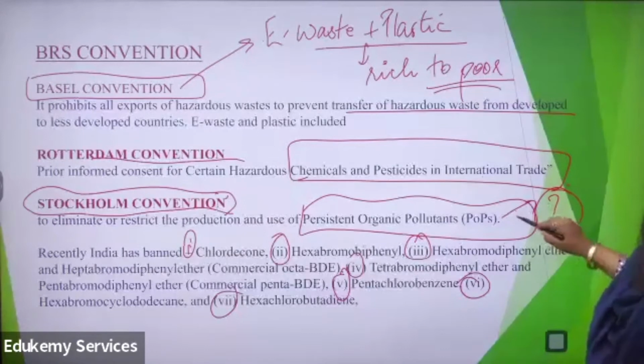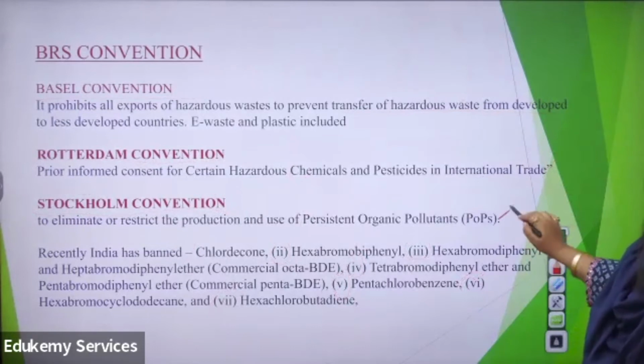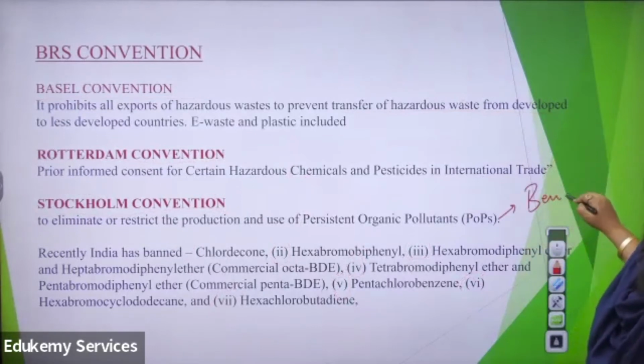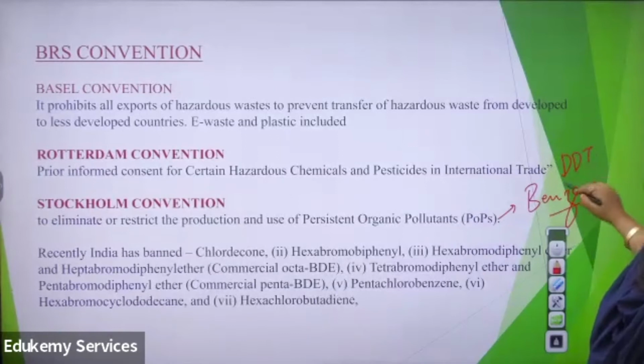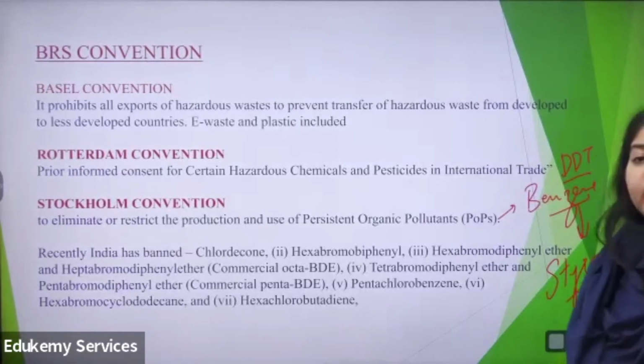One of the most common persistent organic pollutants is DDT, benzene. We are actually reading this because benzene pollution is in the news. Why is benzene pollution in the news? Because of styrene gas. Where did styrene gas remain for a very long time?